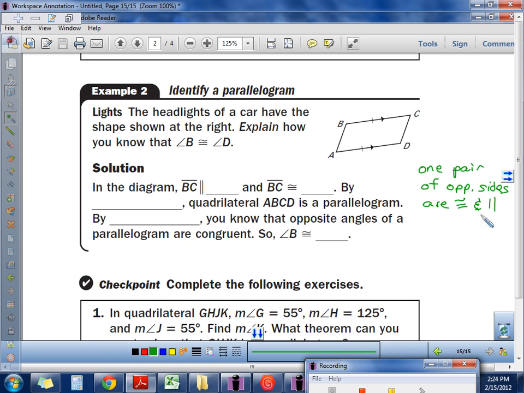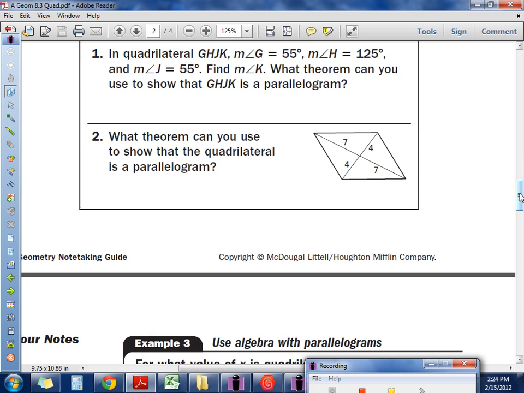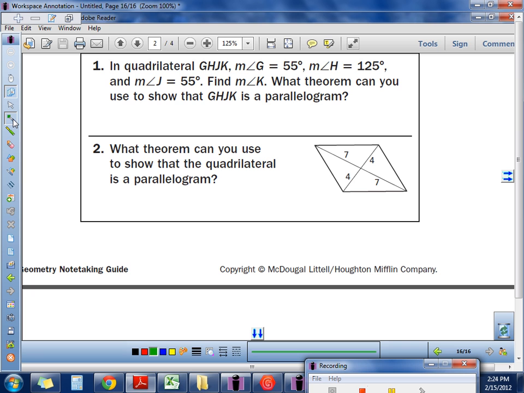Checkpoint 1's pretty simple, so I'm going to go to checkpoint 2. On checkpoint 2, which picture does this correspond with? It's the 5th one. The 5th one states diagonals bisect each other. That's a nice full answer for that picture. You can see the diagonals cut each other into 2 equal parts.